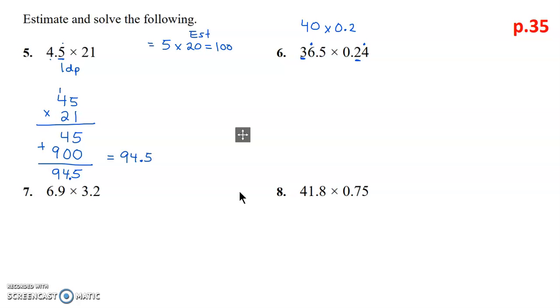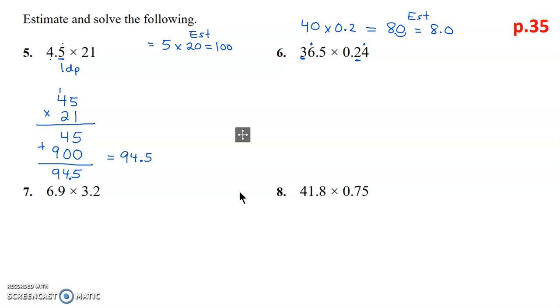So we're going to use our knowledge of counting our spaces. So we're going to end up with 1 decimal place in our answer. And it's like 40 times 2, which is 80. But with 1 decimal place in our answer, we're going to move back. So it'll be like 8.0 or 8. So that will be our estimated.